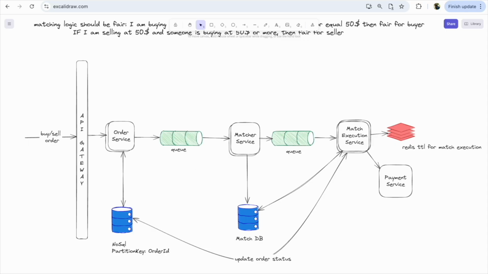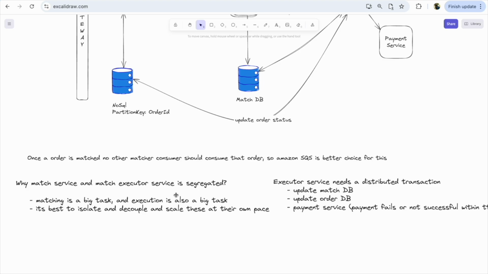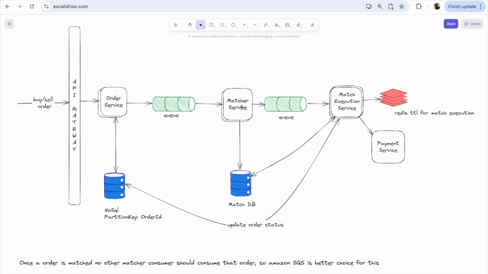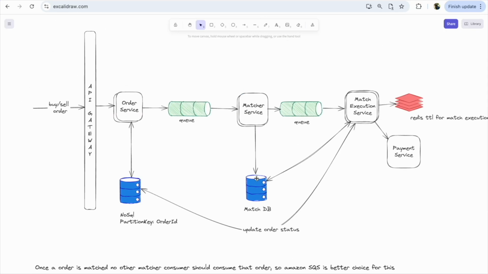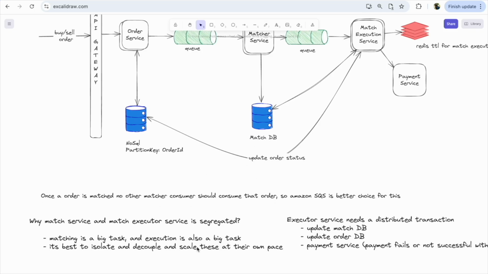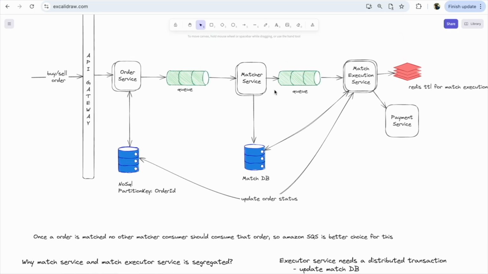First of all, why have we introduced these queues? We want to decouple the services so that all the services can scale at their own pace. Why have we separated the matcher service and the match execution service? Matching is a very big task, and match execution is also a big task. That's why we have isolated and decoupled them so that they can scale at their own pace.